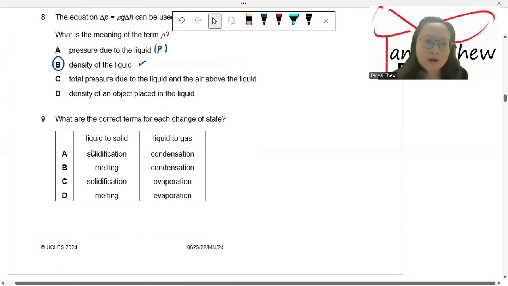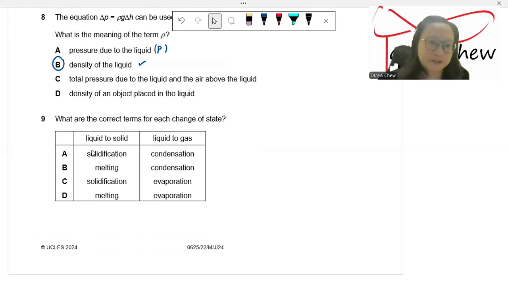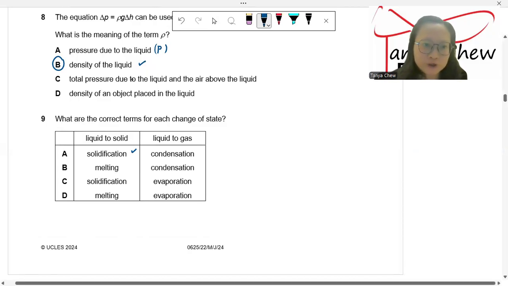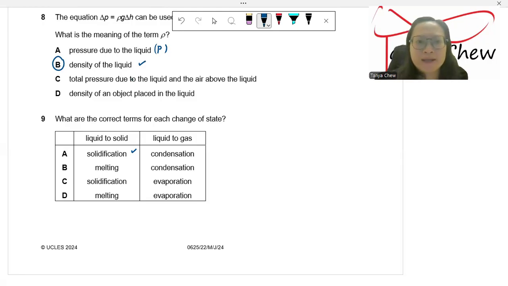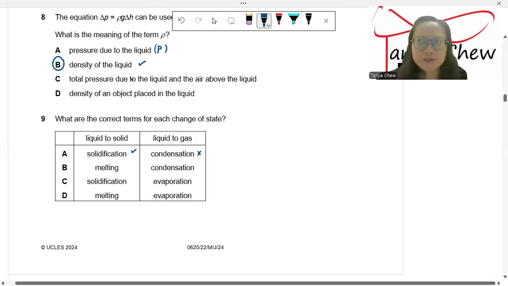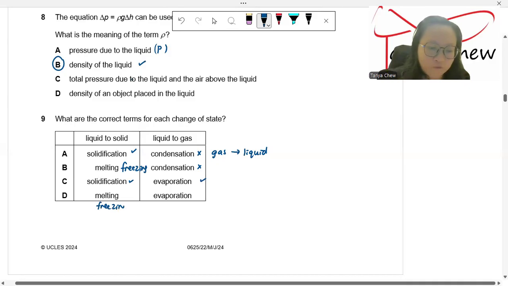Now, question number 9, what are the correct terms for each change of state? Liquid to solid, solidification, okay. Liquid to gas, condensation is not true, because condensation is from gas to liquid. So this is wrong. And melting, liquid to solid, is not called melting, but it is called freezing. I will write down the correct words here. Liquid to solid, solidification. And liquid to gas, evaporation, sounds correct. Liquid to solid is called not melting but freezing. So therefore the answer is C.